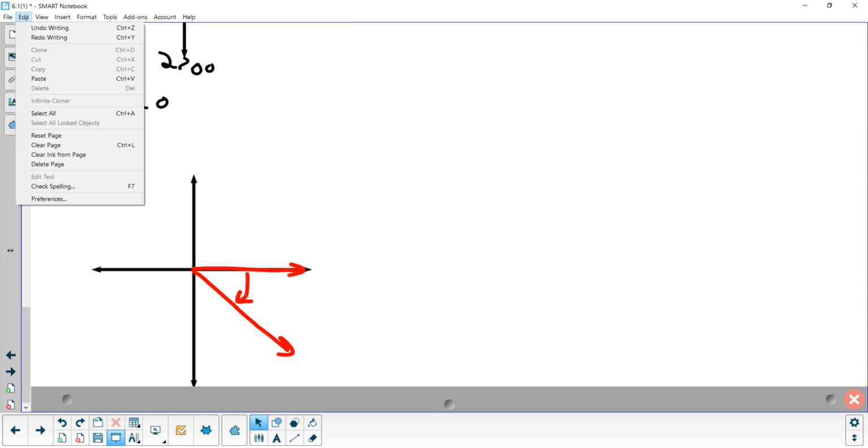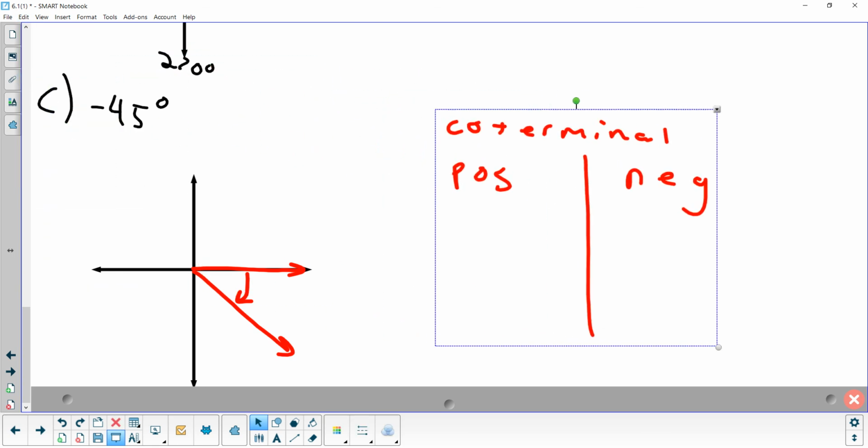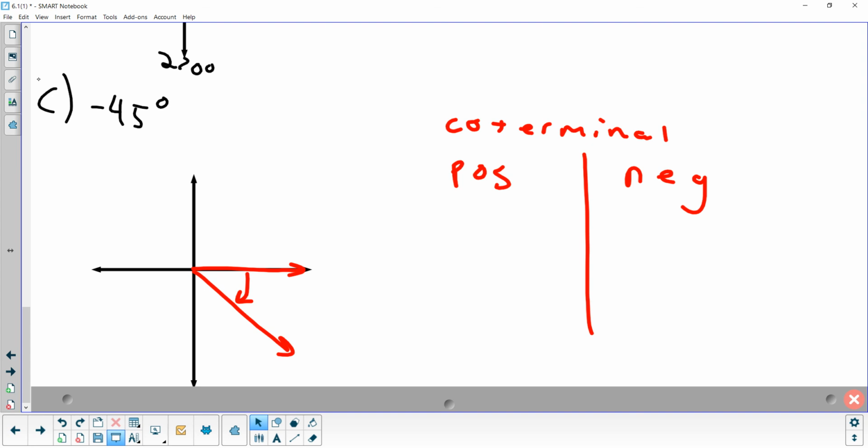All right. What would be an angle that is coterminal and positive? John? Would be 320. Sorry, no, 315. 315. Yep, so 315. That's the angle that's coterminal and positive.